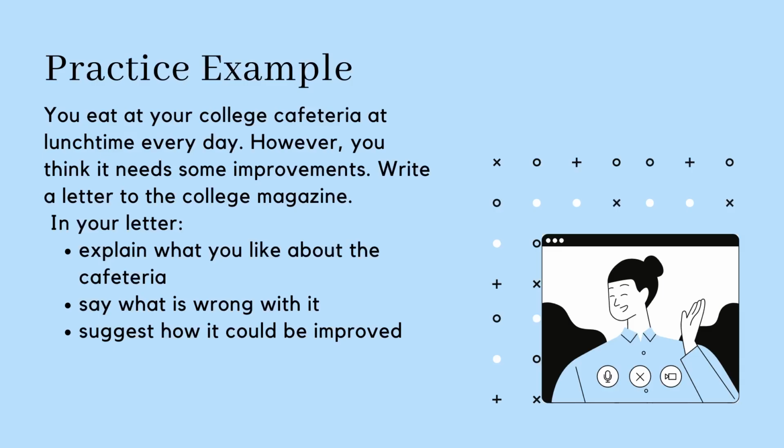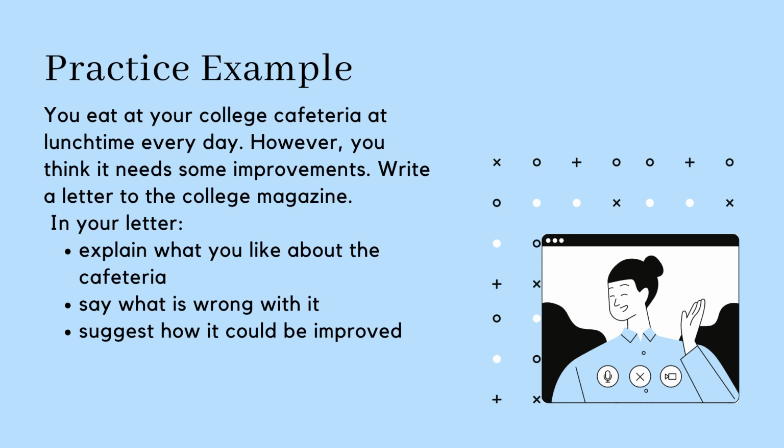Now after that, I have a practice example for you. I will explain it and you will have to write it on your own. The question is, you eat at your college cafeteria at lunchtime every day. However, you think it needs some improvements. Write a letter to the college magazine. In your letter, explain what you like about the cafeteria. Then, say what is wrong with it. And finally, suggest how it could be improved.